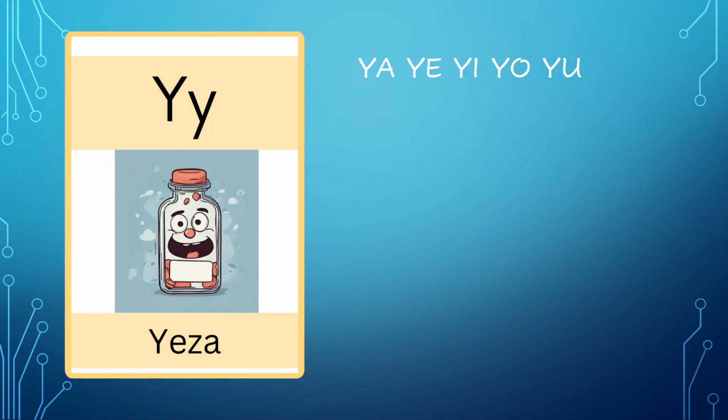The next letter is Y, and it will sound like ya, ye, yi, yo, yu. An example of this would be yeza, which means medication.